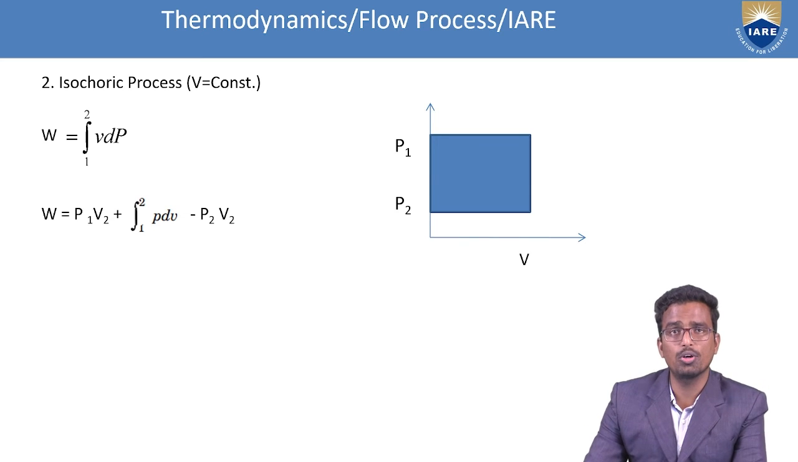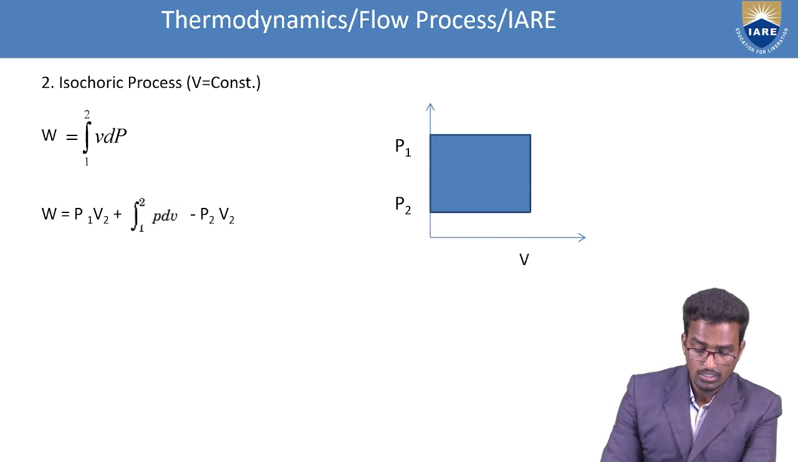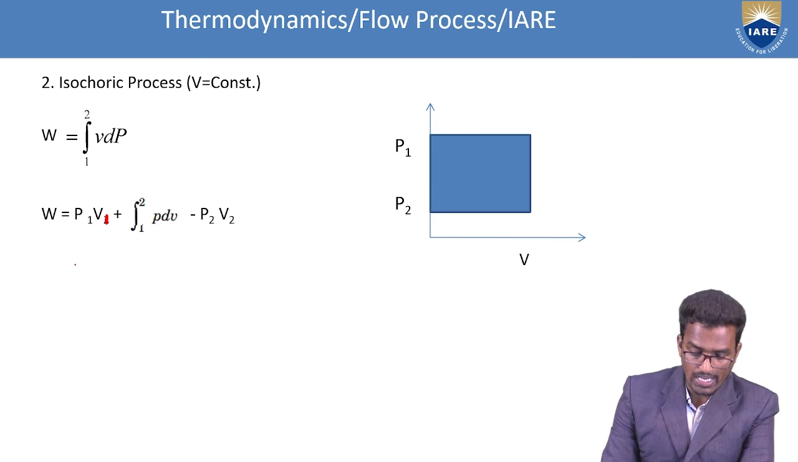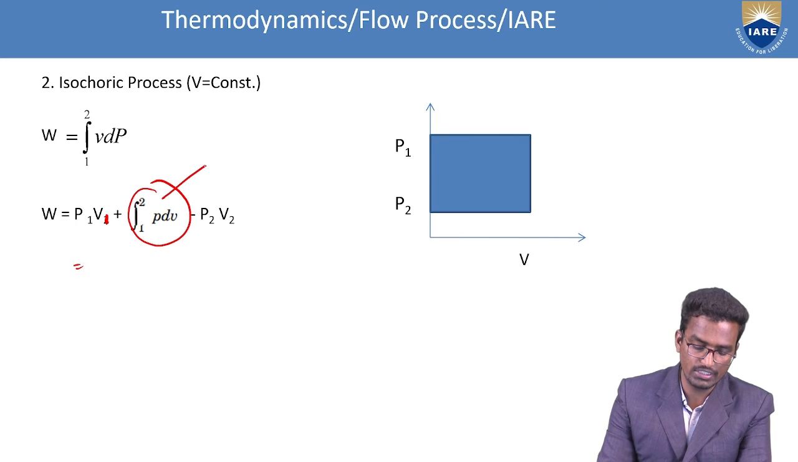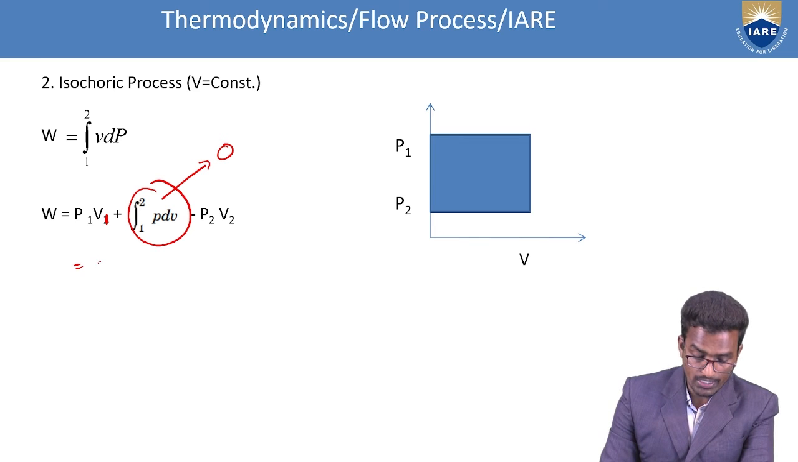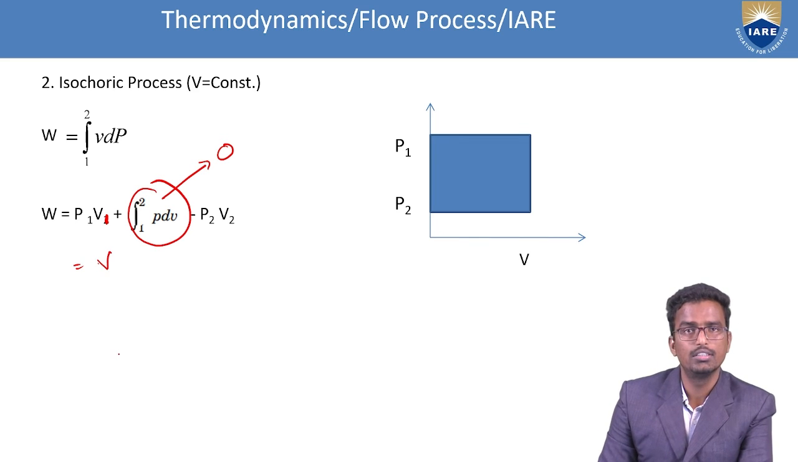But in an isochoric process, in a flow process, we have this equation: P1 V1 plus the integral from 1 to 2 of P dV minus P2 V2. We have this equation from the previous expression. What is the value of this one? You can say this is simply 0, since here the volume is constant.